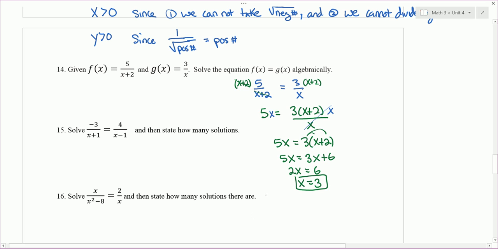Okay. Go back. You always want to go back and check to make sure that when you plug in x equals 3, that doesn't cause you to divide by 0. What I mean is, in our first fraction, the 5 over x plus 2, if I make x 3 there, I get 5 over 5. That's fine. I can divide by 5. If I plug in 3 for x in my second fraction, I get 3 over 3, and that's fine as well. We just need to make sure when we plug in x, it doesn't cause us to divide by 0.